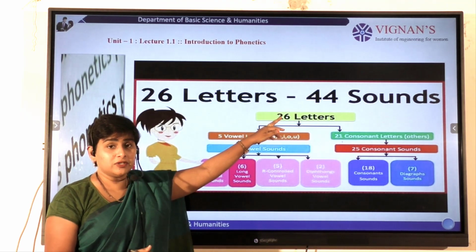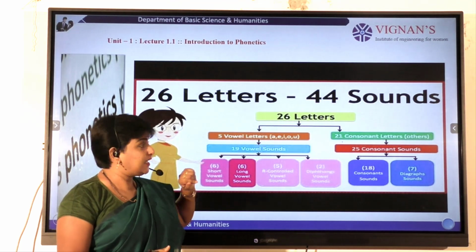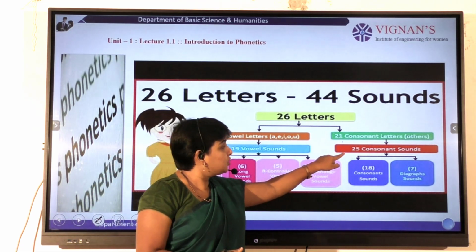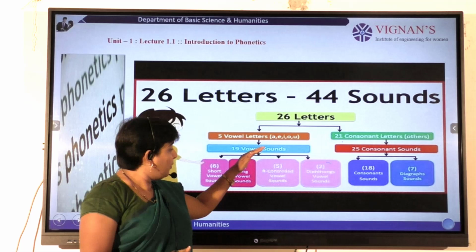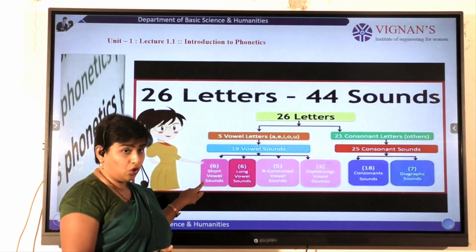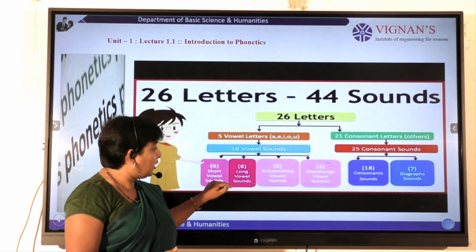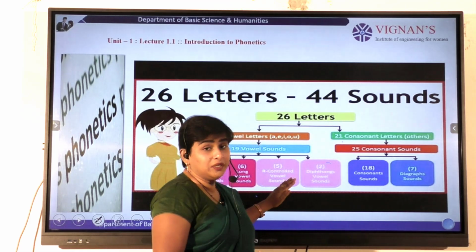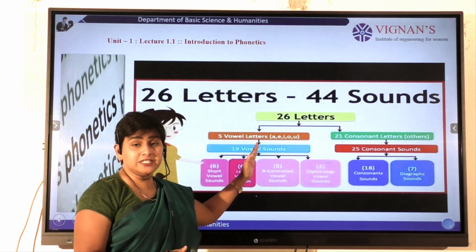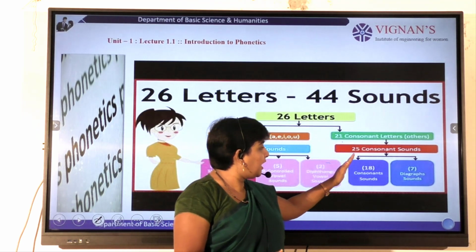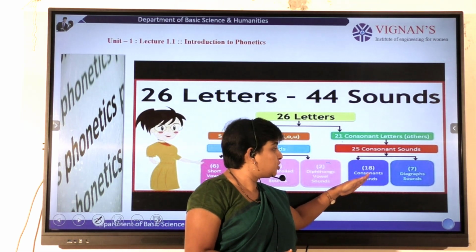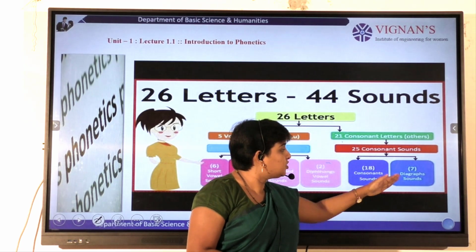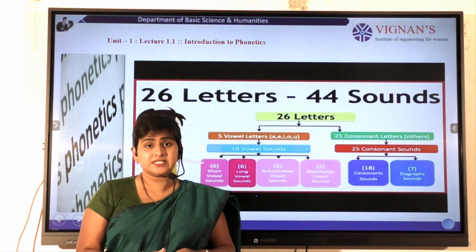Moving on to the 44 sound classification, these 44 sounds are broadly classified into 19 vowel sounds and 25 consonant sounds. Further, we have 6 short vowels, 6 long vowels, and 5 vowels which we term diphthongs and monophthongs, and then we have 26 consonant sounds, in which 18 are classified as normal consonant sounds and 7 are classified as diaphragms.